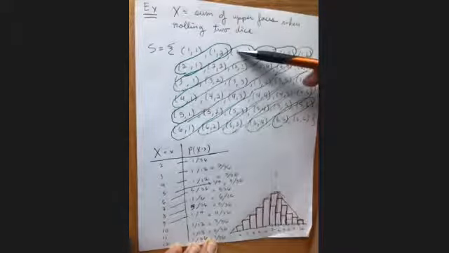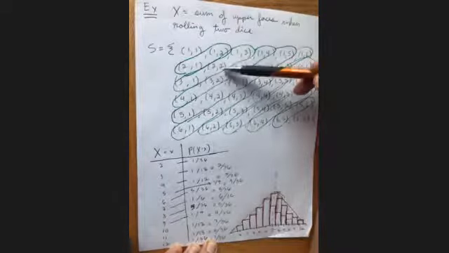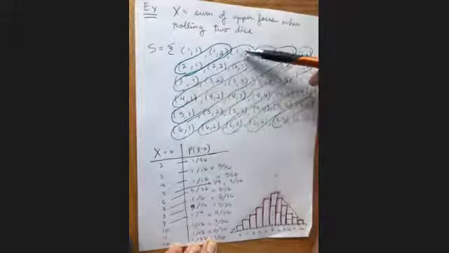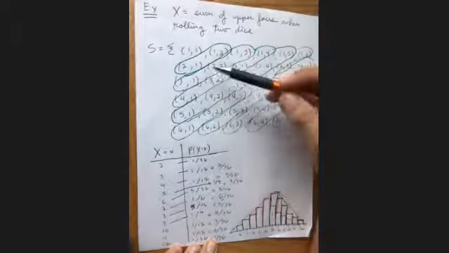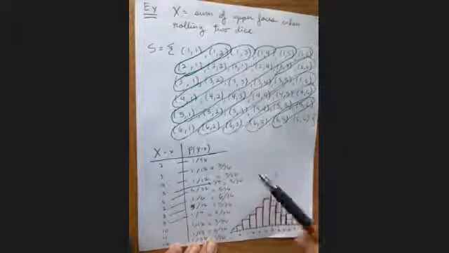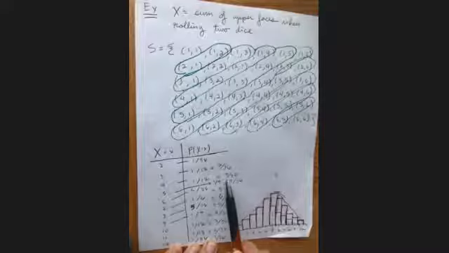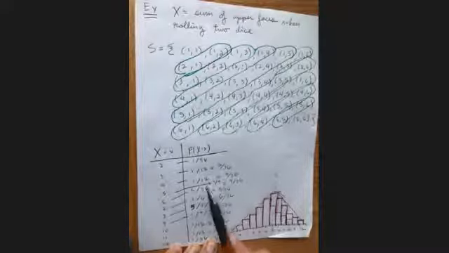And so here we can roll a 1 and a 3, a 2 and a 2, or a 3 and a 1. All of those add up to 4. So that's 1, 2, 3 ways of rolling a 4. So down here, the probability of rolling a 4 is 3 out of 36, which reduces to 1/12.